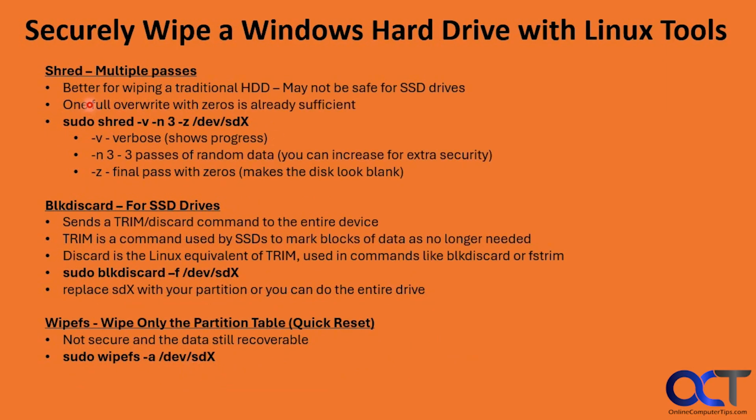All right, then we have shred. If you're working with a traditional spinning hard drive, it's another option here. This may not be safe to use or effective for SSD drives. This will do one full overwrite, which would be efficient, and here's the command. If you want to do more passes, you could increase this number for extra security. The v is for verbose, n is the number of passes, and the z is to make the final pass with zeros to make the disk look blank.